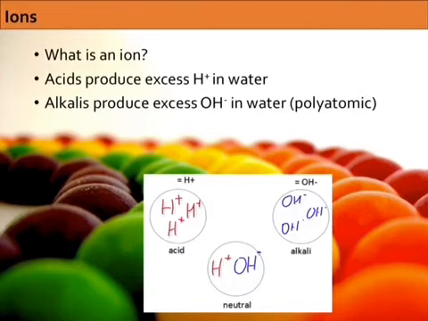This is a polyatomic ion as it contains two atoms, the oxygen and the hydrogen. Hydroxide ions are negatively charged, meaning that alkalis are negative. A neutral substance, for example pure water, will produce an equal amount of hydrogen H+ ions and hydroxide OH- ions, neutralising each other, causing a neutral solution.